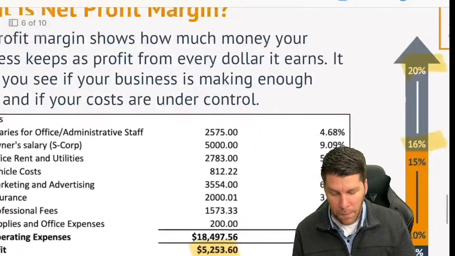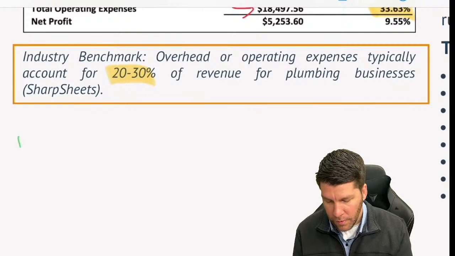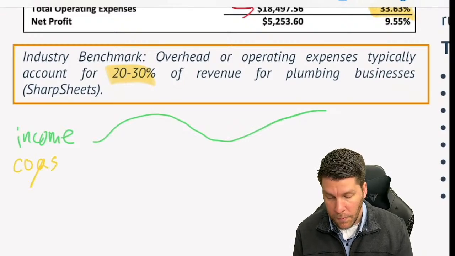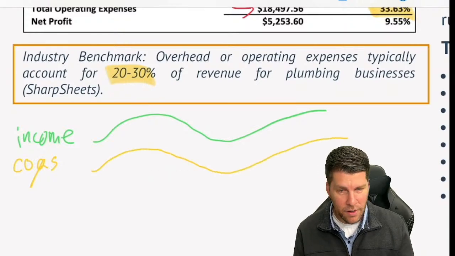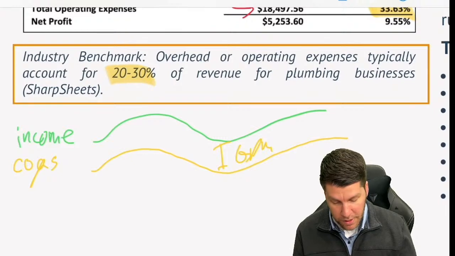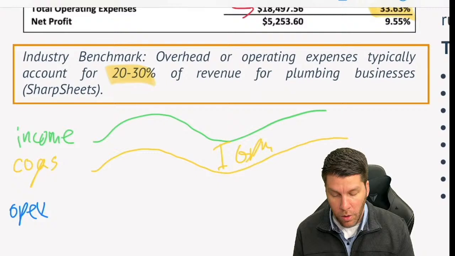So, let's do up here. If you have your income, and if your income's kind of going like this, your COGS should also be going relatively like that. And then the gap in between, that's your gross profit margin. Your operating expenses, though, are going to go more like this.